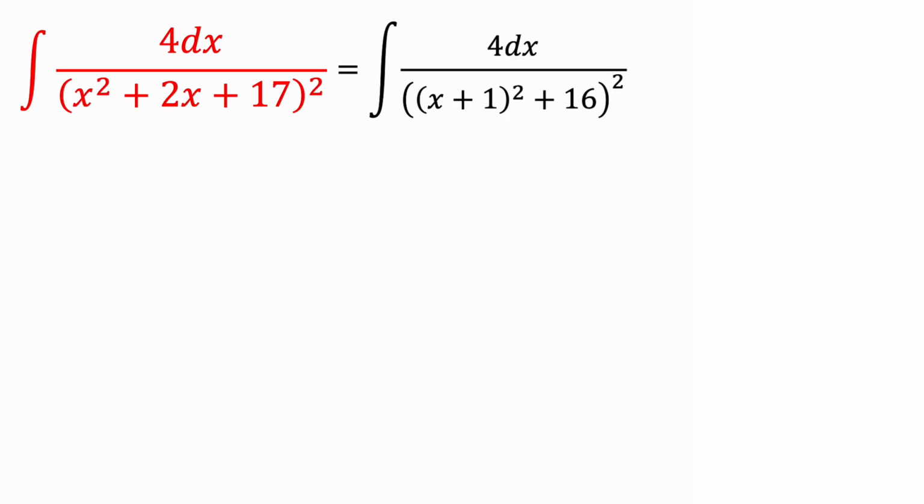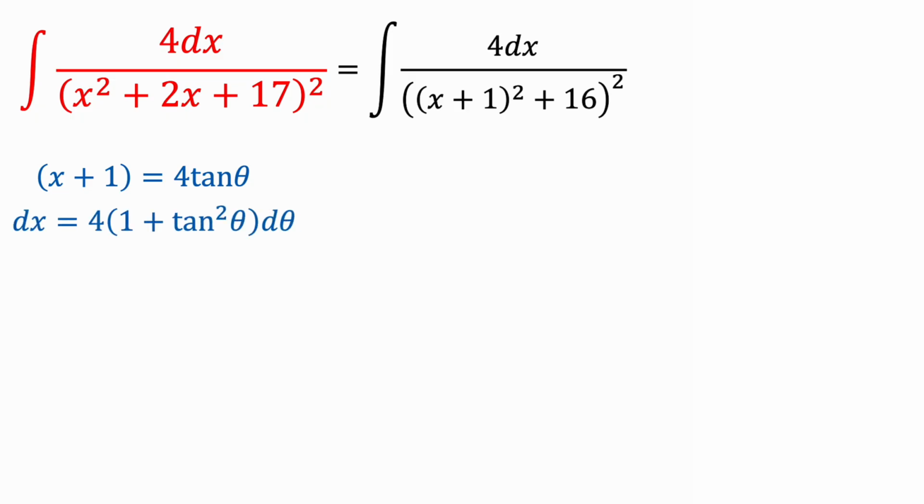We would typically set x equal to a tangent theta. However, in this specific problem, because we have x plus 1, I'm going to take x plus 1. We'll set it equal to 4 tangent theta. Now, do we all understand that it's time for us to find the differential? Exactly. Let's take the differential of both sides.